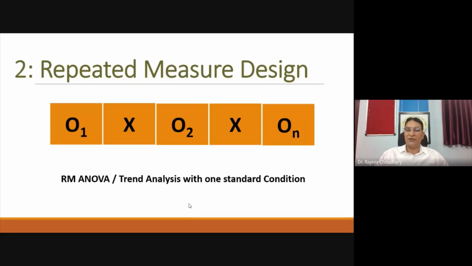Ladies and gentlemen, there is no parallel non-parametric technique of this repeated measure ANOVA. Then what will we do if the data is non-normal? In that case, we will make pairs, I mean observation 1 versus 2, observation 1 versus 3, observation 2 versus 3. And by making the pairs, we will apply the parallel non-parametric technique of the dependent t-test, that is known as Wilcoxon test.